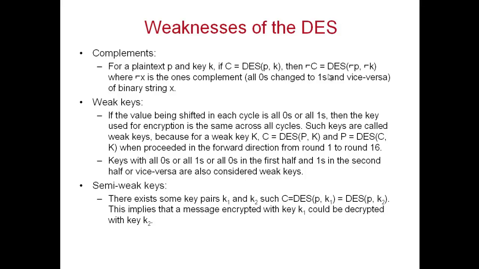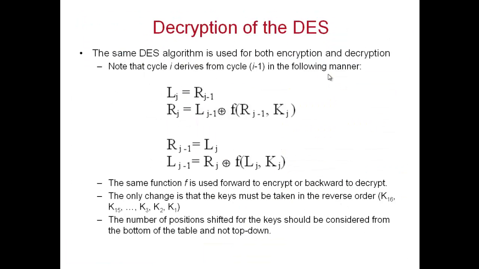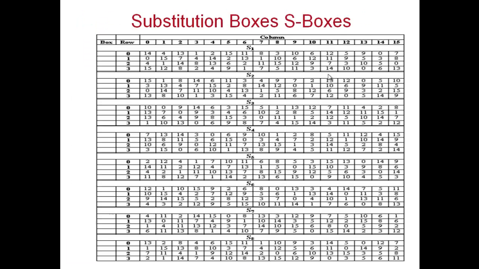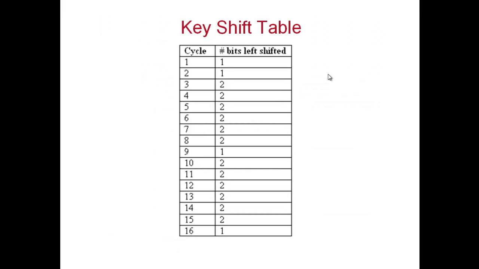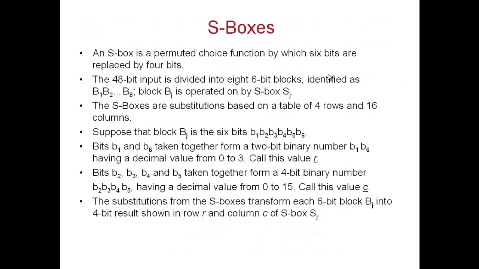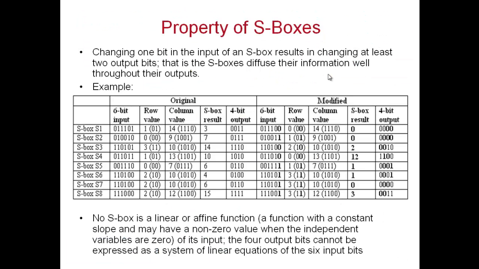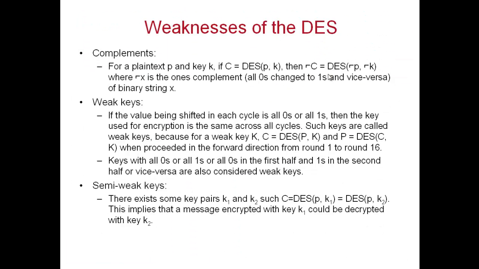Now there's also another weakness to do with weak keys, which means all the bits in a key are either zeros or ones. Irrespective of the left shift by 1-bit or 2-bit positions that we do depending on the cycle, if all the bits in the key are either zeros or ones, it's not going to change, which means the same key is passed to every round of DES. That way it is relatively easier to predict what the ciphertext is going to be.